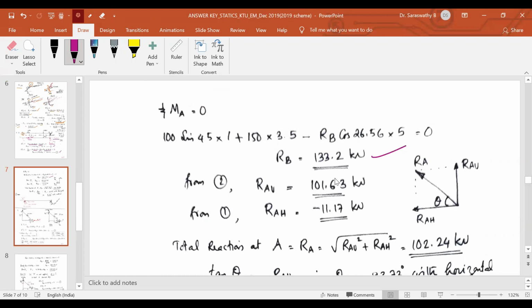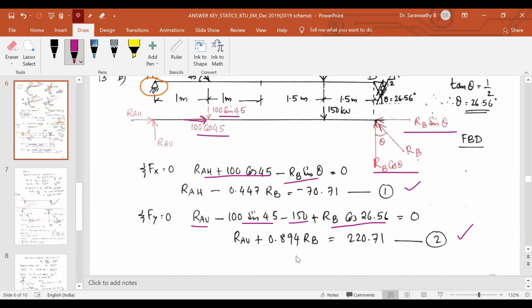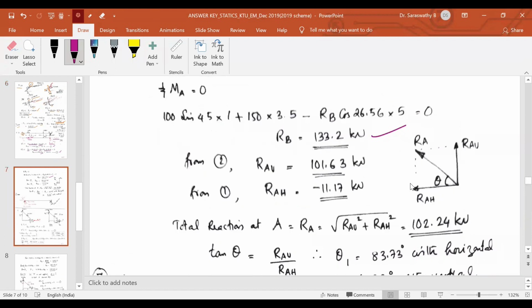From that we get RB. Once you get RB, from the second equation you can get RAV. Here also, you put RB, you can get RAH. So you have got RAV as well as RAH. RAV upwards, positive. This is negative, so towards left. So this is in the second quadrant. Root of RAV square plus RAH square will give you the total resultant.